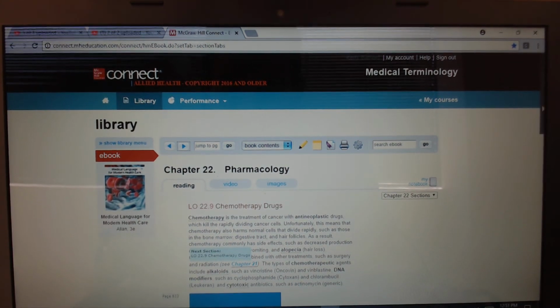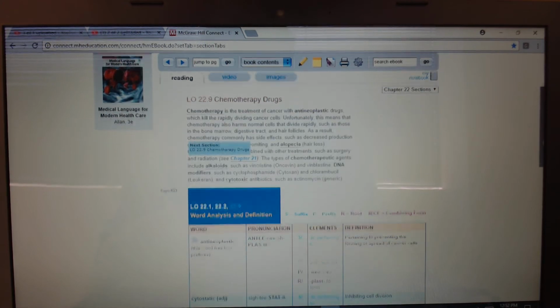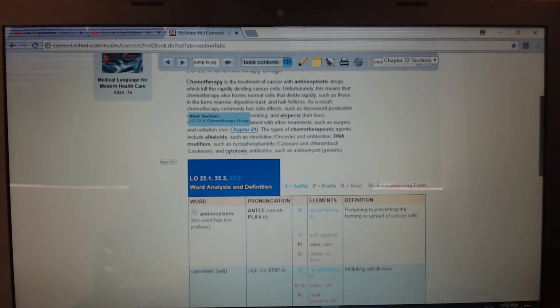Chemotherapy drugs. Chemotherapy is the treatment of cancer with anti-neoplastic drugs, which kill the rapidly dividing cancer cells. Unfortunately, this means that chemotherapy also harms normal cells that divide rapidly, such as those in the bone marrow, digestive tract, and hair follicles. As a result, chemotherapy commonly has side effects, such as decreased production of blood cells, nausea and vomiting, and alopecia. Chemotherapy is often combined with other treatments such as surgery and radiation.